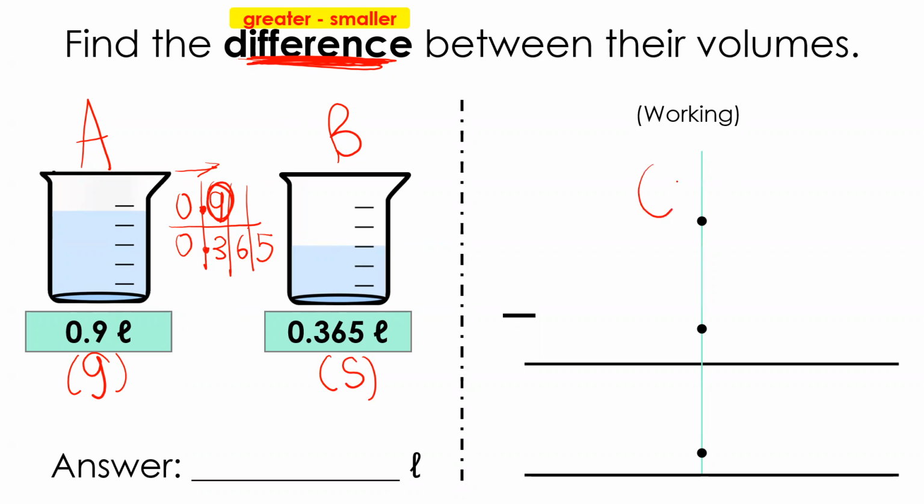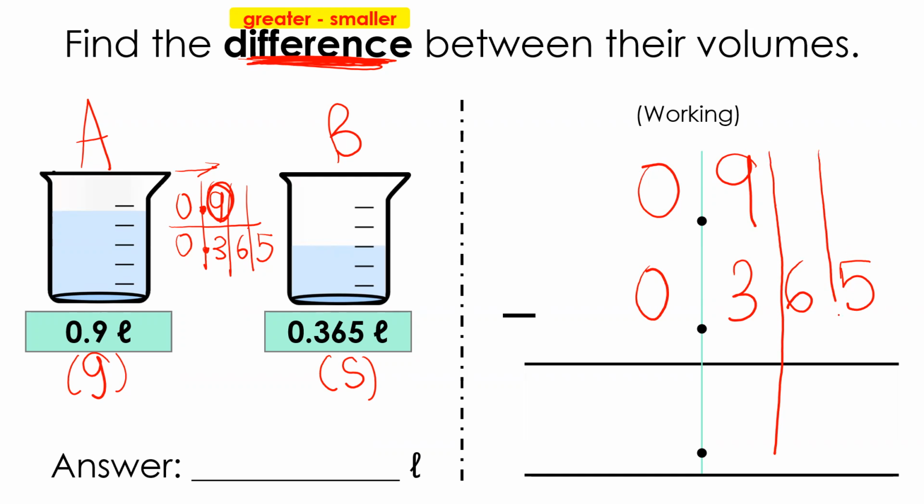Okay, so we have 0.9, that is 9/10, taking away 0.365 liters from it. Okay, if I need to draw my lines to separate my digits, I can do it this way. But if you don't need, it's fine. So let's subtract from right to left. Remember our rule, always subtract and add from right to left.